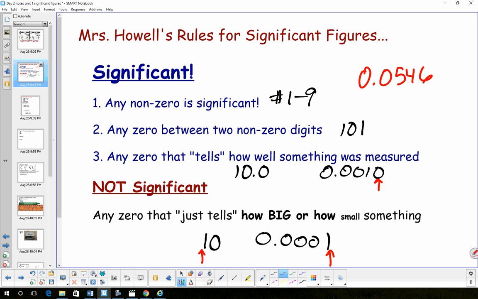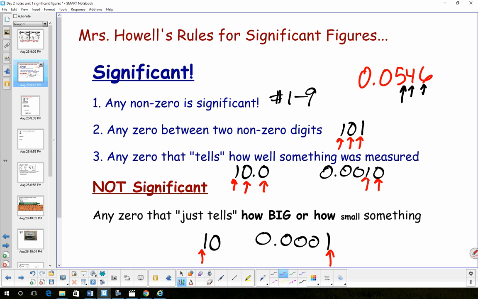So on this one right here, the only ones that are significant are those three. And I probably should have shown you on this one. This one is significant, this one, and that one is significant. All these are significant. Okay, are we good? Yes, sir.